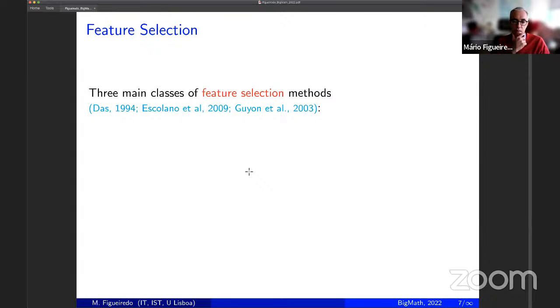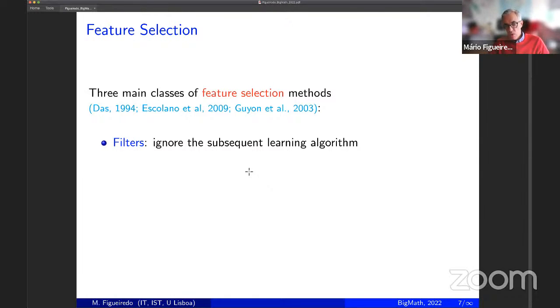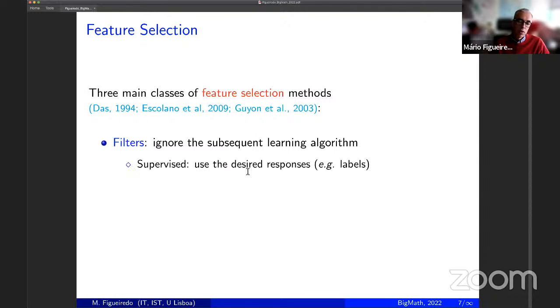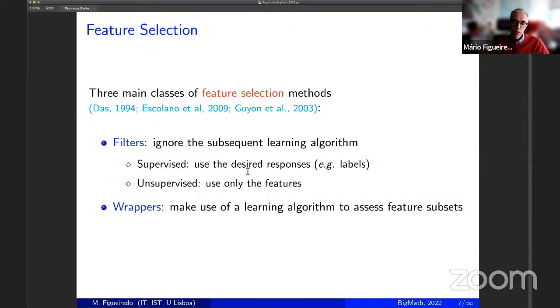And there are 3 main classes, in a taxonomy first proposed by Das in 94. It goes like this. We have filters. Filters just look at the features and ignore what learning algorithm will be used and what the features are going to be used for. So, just by looking at features, they try to select the ones that are important. And these filters can be supervised or unsupervised, depending on whether you use the responses or just use the features, the variables.